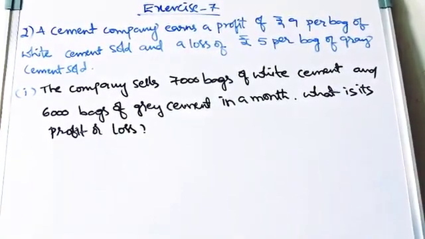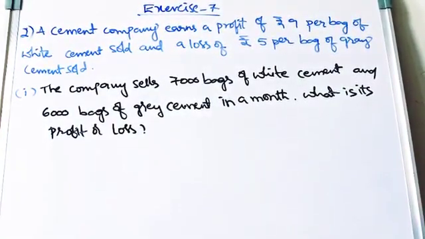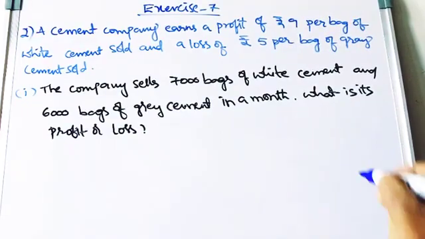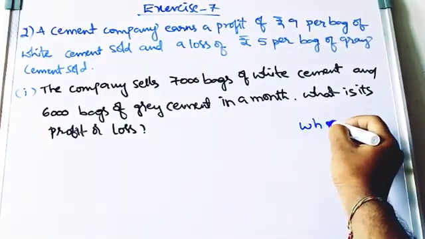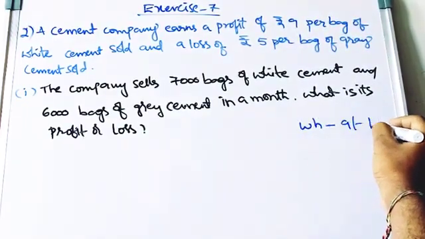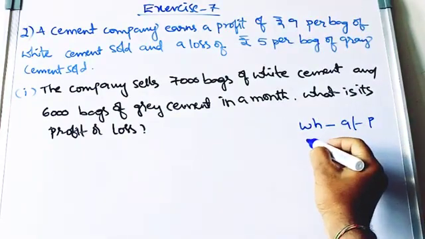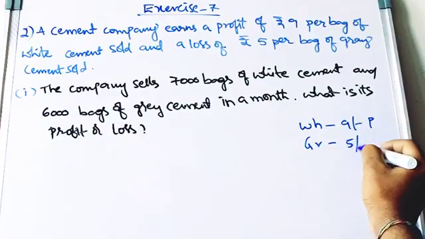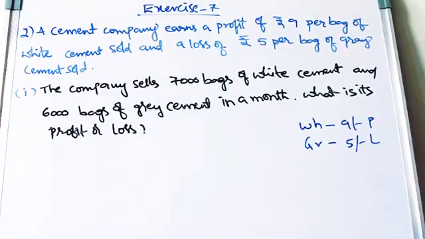Next question, a cement company earns a profit of 9 rupees per bag of white cement sold and a loss of 5 rupees per bag of grey cement sold. What is the meaning here? The company has white and grey colored cements. If they sell the white cement, they will get 9 rupees profit, but if they sell the grey colored cement bags, they will get a 5 rupees loss per bag.